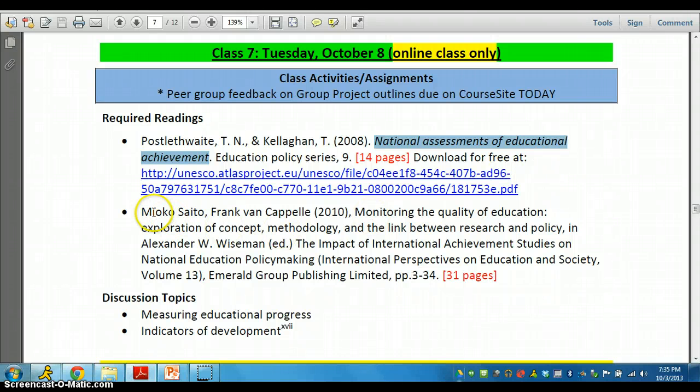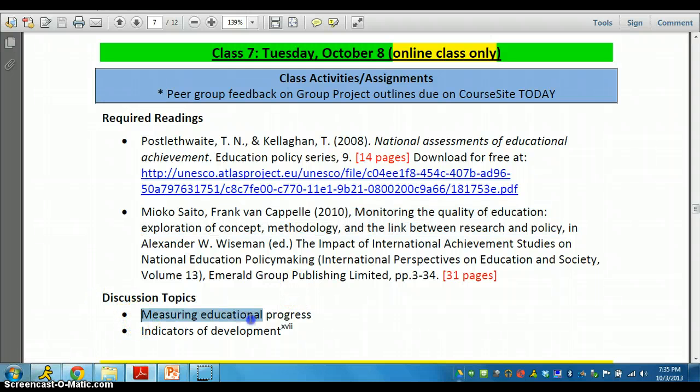And then Miyoko Saito and Frank Van Capel did a really interesting chapter for a volume that I edited a couple of years ago where they talked about how to monitor the quality of education. And they looked at some of the relationship between the concept of quality, methodology for measuring quality, and the link between research and policy. And they used some of the large-scale international achievement study data in order to do so. So you've got an example of kind of what national assessments of educational achievement are, and then an example of how that might look if you were trying to monitor quality.